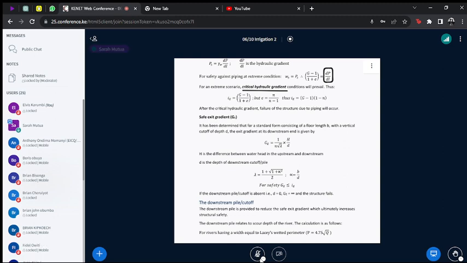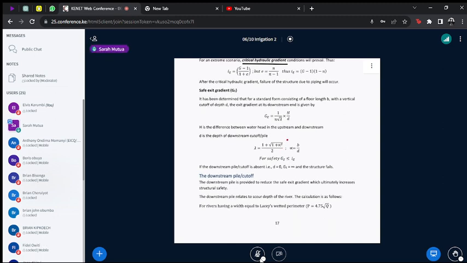And h is the hydraulic head difference on the upstream side. D is the depth of the downstream cutoff pile.